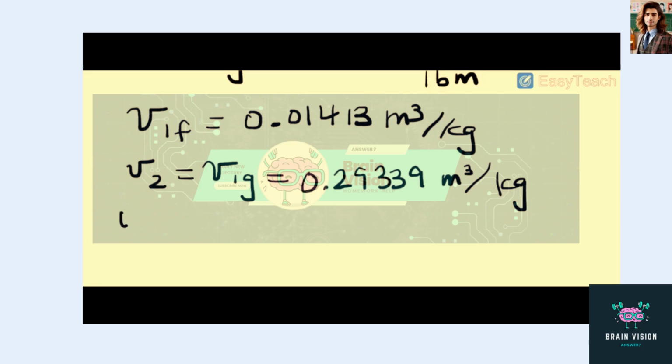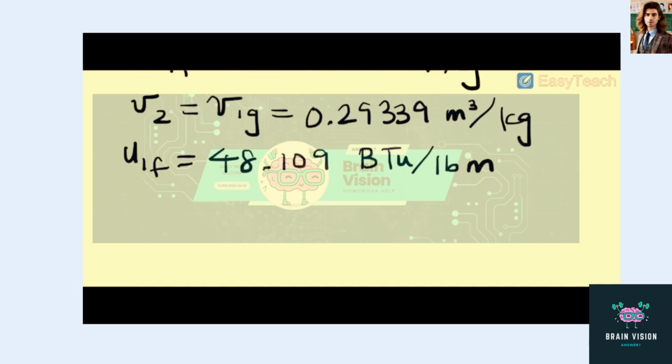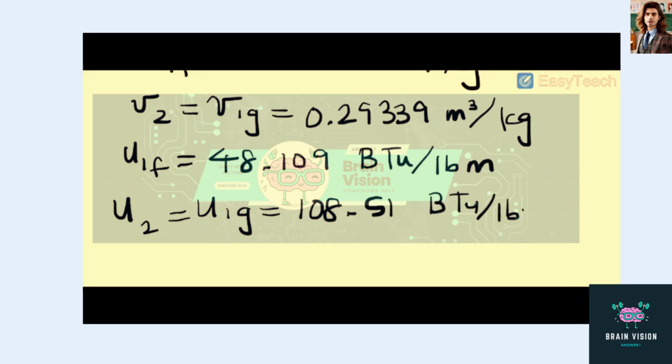U1F, the specific internal energy, is going to be equal to 48.109, and the unit for that is going to be BTU per pound mass. And we'll also find the specific internal energy for U2, which will be equal to U1G, and that's 108.51 BTU per pound mass.